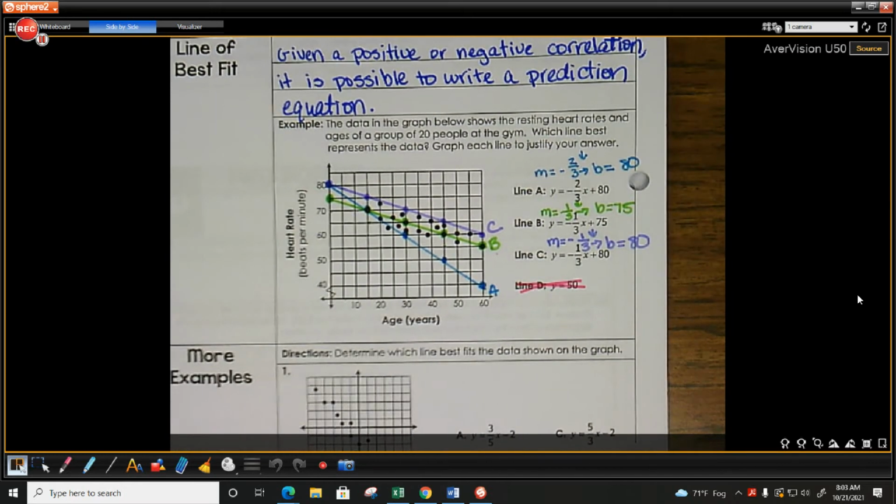Do you think line C is good? Line C is above all the data points, right? It's not really going through the data. Okay, so out of these three lines, which one do you think is the best representation of all those points? B. B is my answer.